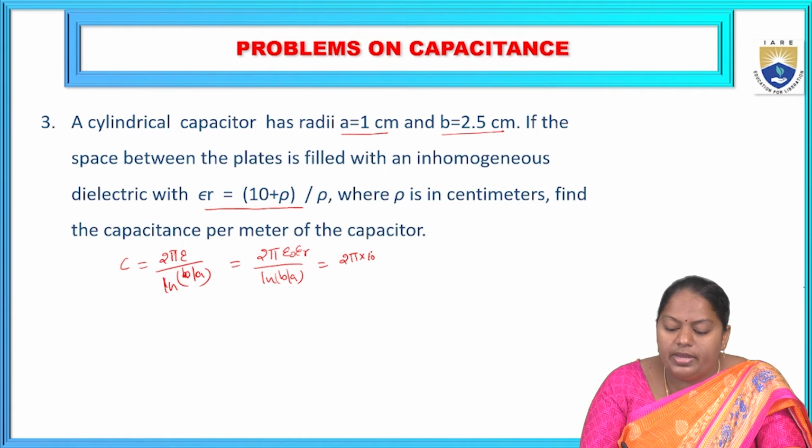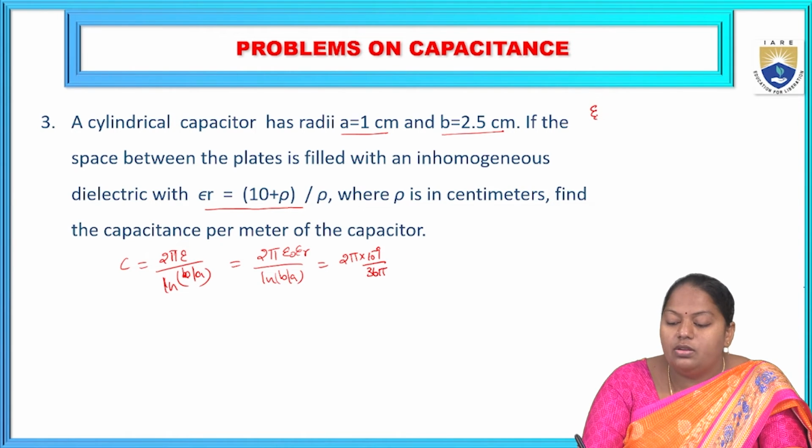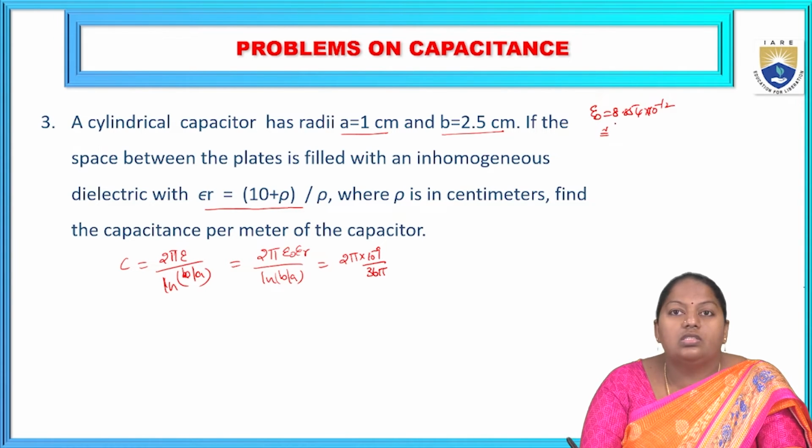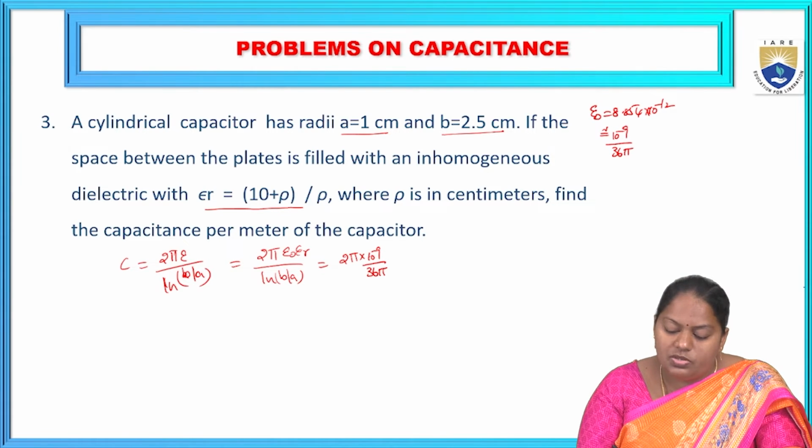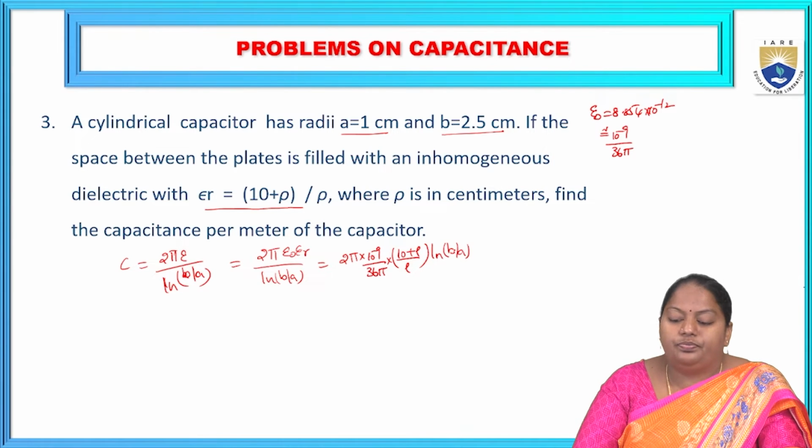10 power minus 9 by 36 pi. We know that epsilon naught equals 8.854 into 10 power minus 12, or sometimes in problems we consider 10 power minus 9 by 36 pi. Okay, so now substitute epsilon naught as 10 power minus 9 by 36 pi, and epsilon r as (10 plus rho) by rho, into ln of B by A.